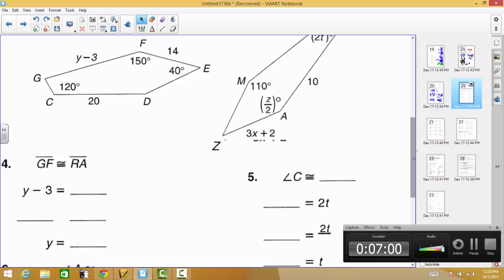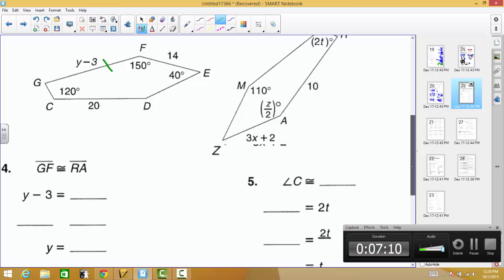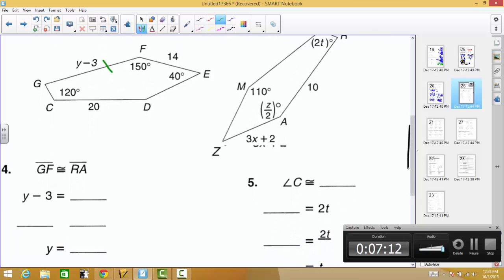Okay, so GF is congruent to RA. So this is information I'm being told, so I'm going to make a marking. GF is congruent to RA. So R is up here, RA.